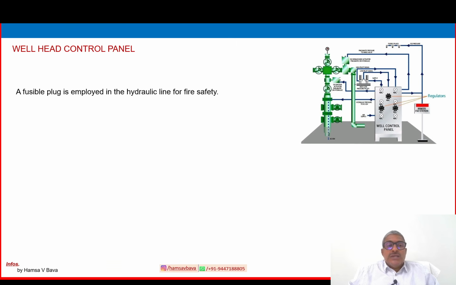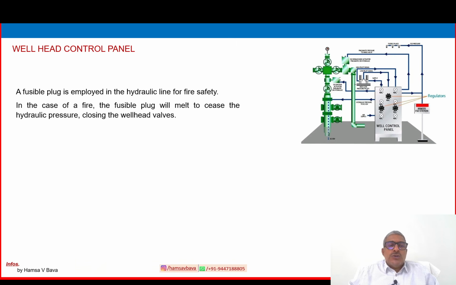A fusible plug is also employed in the hydraulic line for fire safety. In case of fire, the fusible plug will melt to cease the hydraulic pressure, closing the wellhead valve. The well will automatically shut down. So hydraulic pressure is an indirect safety device, a safeguard to identify the fire in the line.